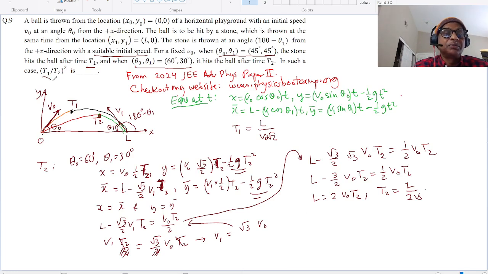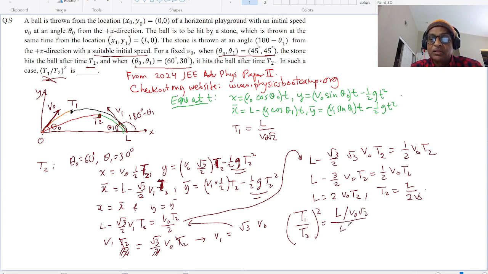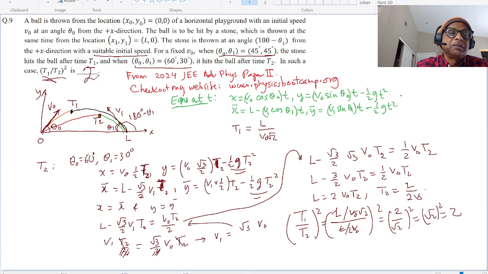And now we have to do T1 over T2 and then square it. So this is L over v0 square root of 2, over L over v0 times 2, square it. So L cancels out, v0 cancels out. So this becomes 2 over square root 2, square root of 2 square equals 2. So the answer there will be 2.